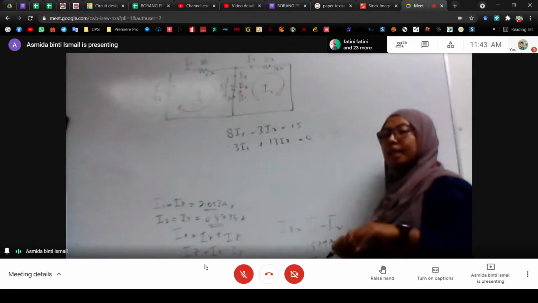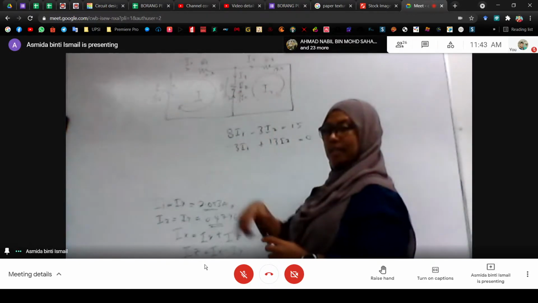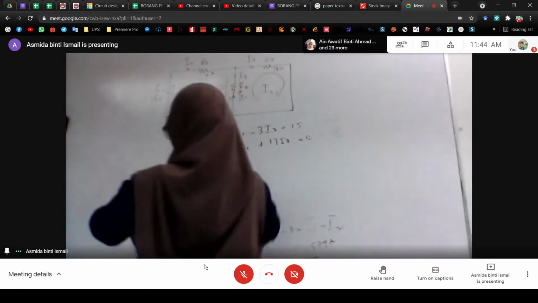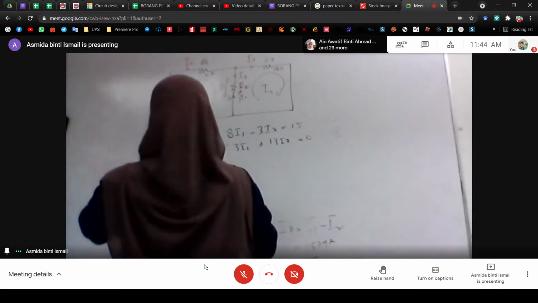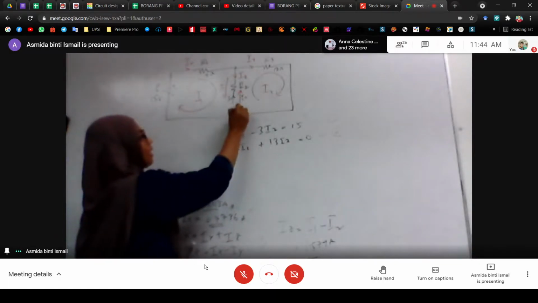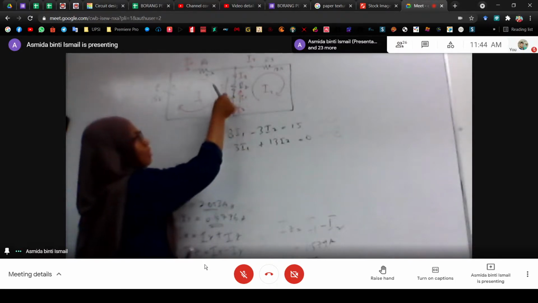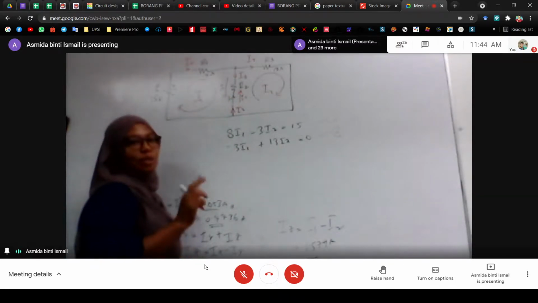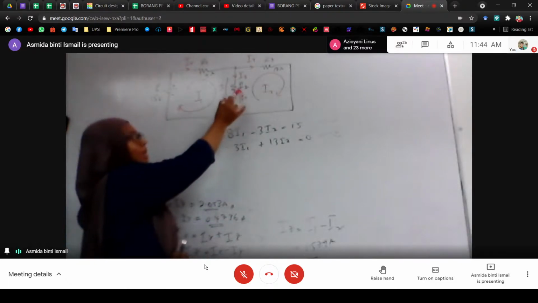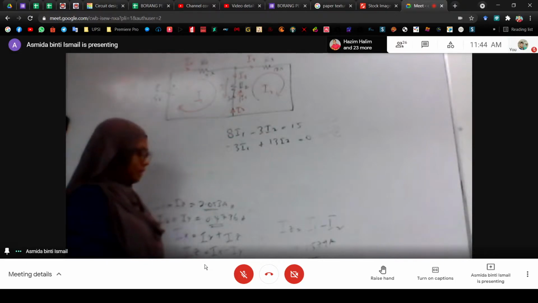Yang utama lah. Okay? Kalau your IZ naik ke atas, if your IZ is like this, so you need to subtract I2 minus I1, not I1 minus I2. You need to follow the arrow. Okay. Sama je ni.